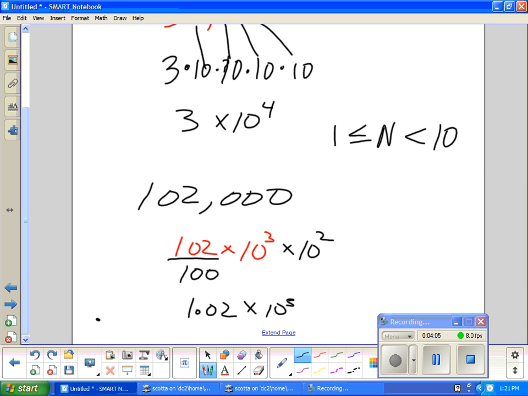Now, what you guys do typically when you learn this, you go 1, 2, 3, 4, 5, boom. But here's the problem.